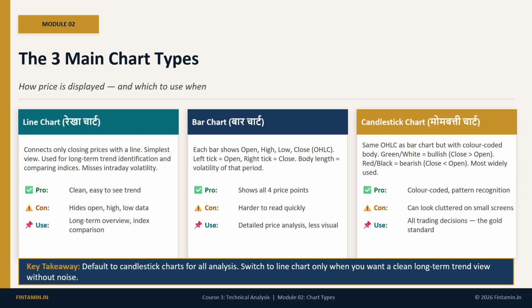Candlestick charts show the same four prices as bar charts, but in a visually superior format. A green or white candle means the close was higher than the open. Buyers won. Red or black candles mean the close was lower. Sellers won. The color coding makes pattern recognition dramatically faster.